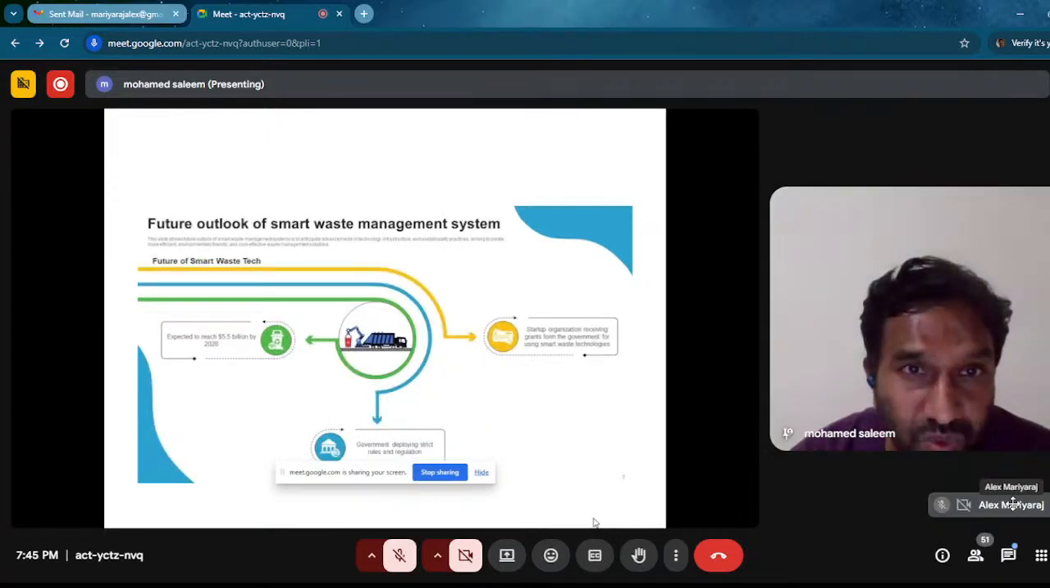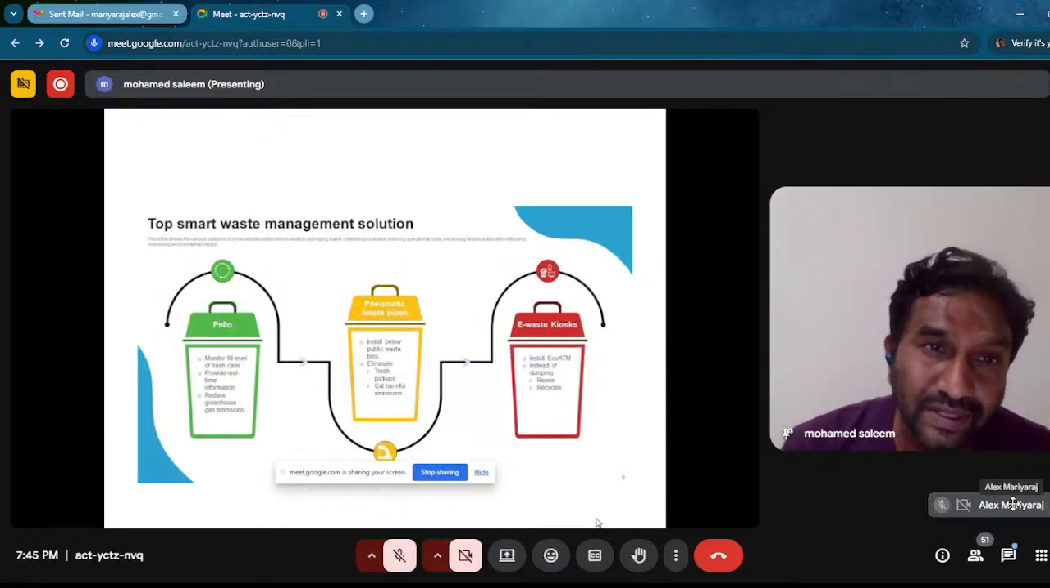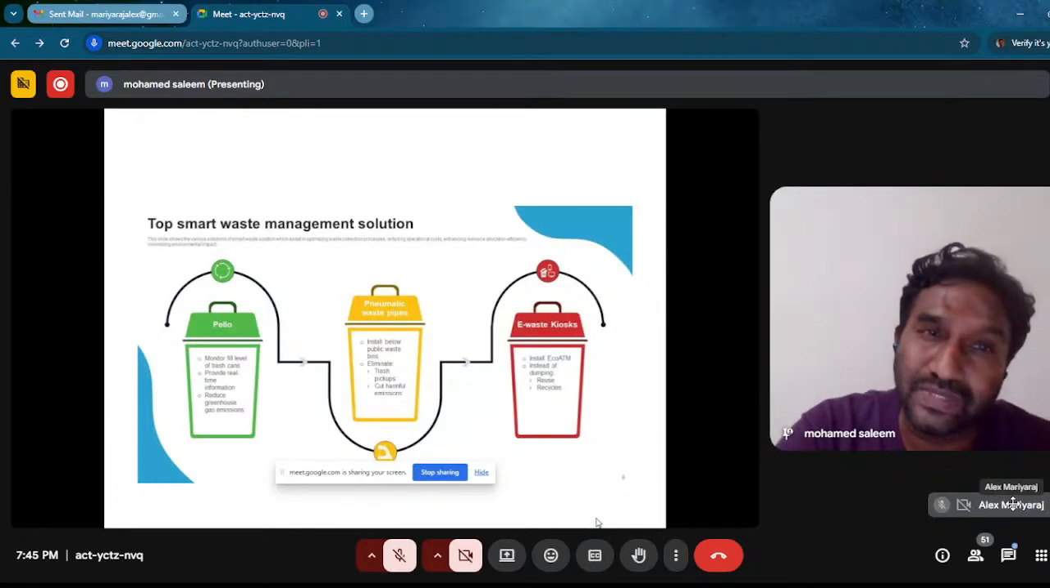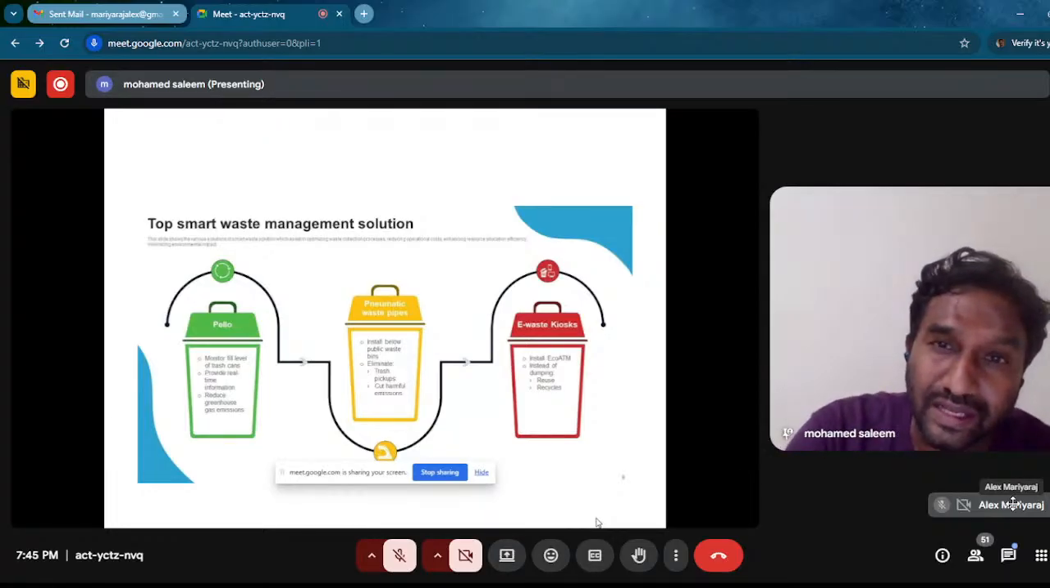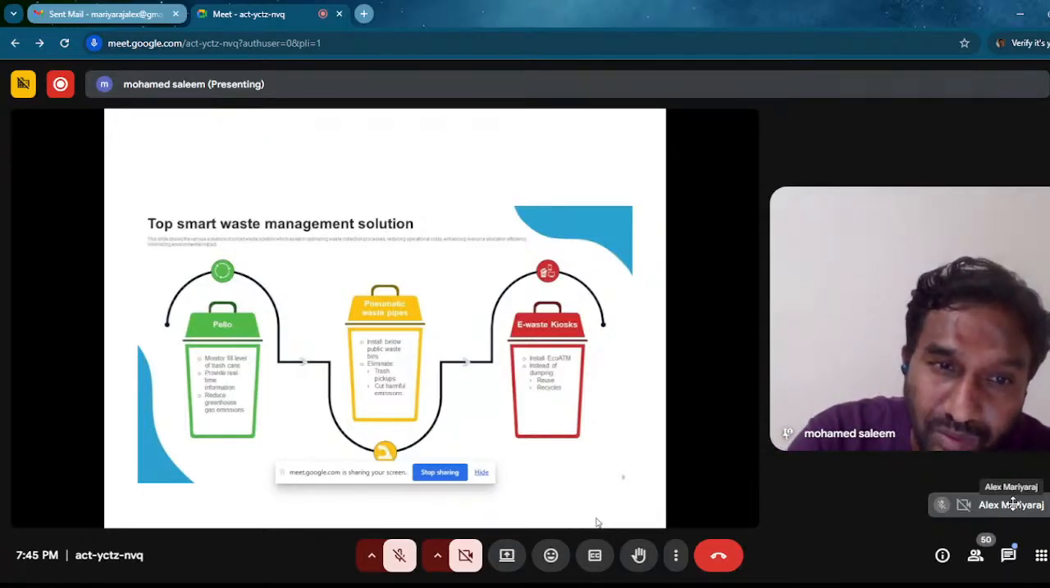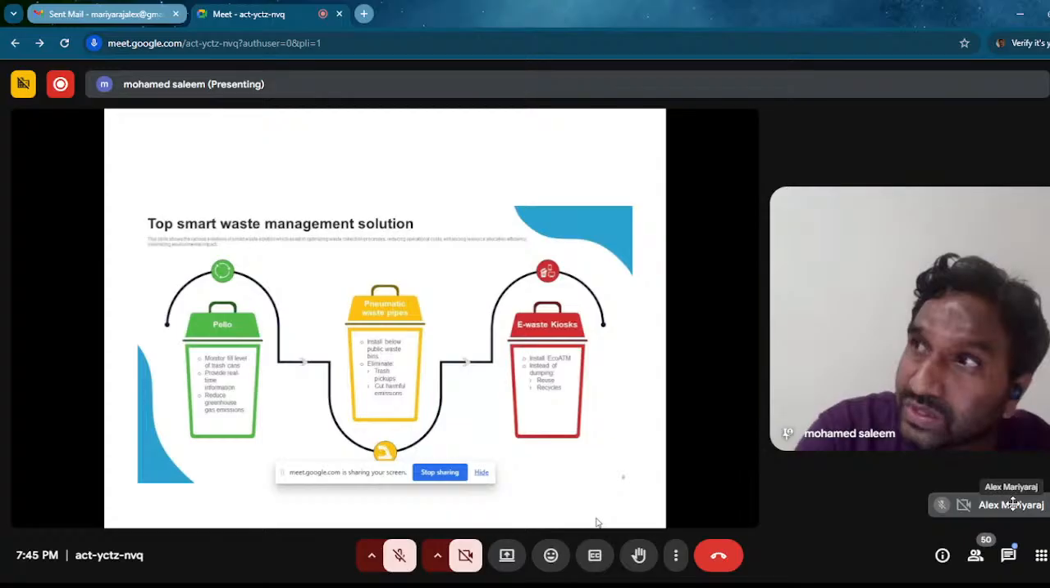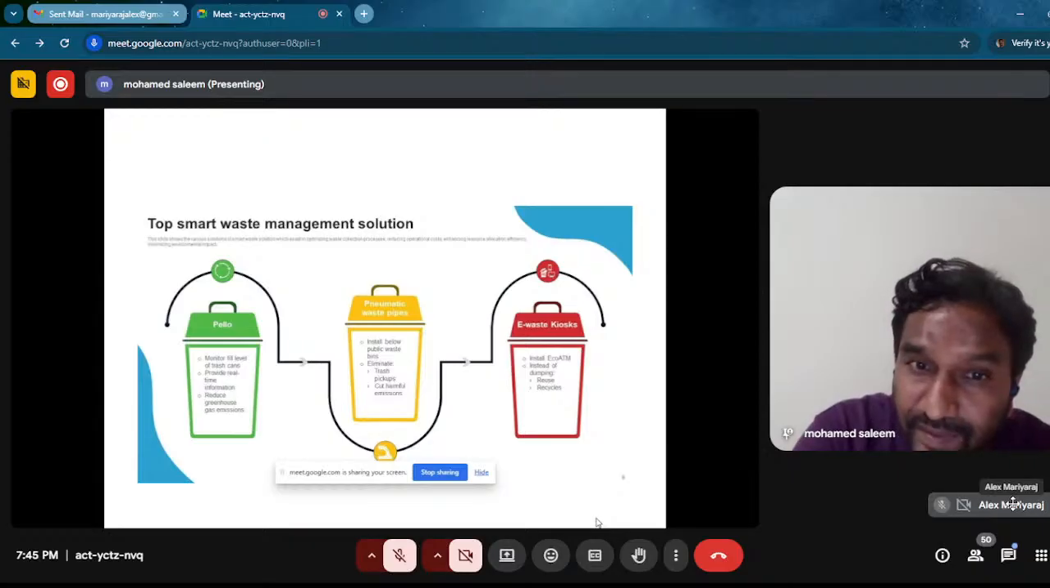These are the future outlooks on smart energy. For example, smart waste management like Palo, they're monitoring the filling level of trash cans and providing real-time information, and this will reduce greenhouse gas emissions. If you check on the pneumatic waste pipes, they are installed in public waste bins, and this will cut down harmful gases or any emissions from the trash bins.